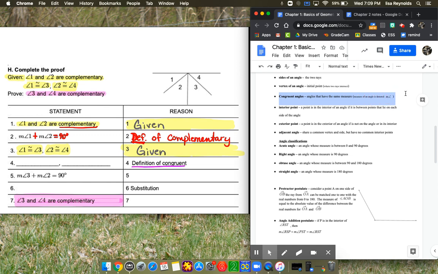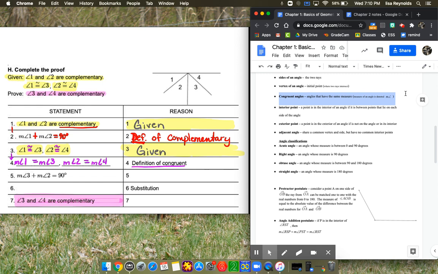So the definition of congruent angles says that the angles have the same measure, and I have to use the letter M in front of the angle name when I write this. So notice that we have congruent, so we are going to write equals. We're going to change those congruent statements from line 3 into equal statements with line 4. So it's going to be the measure of angle 1 equals the measure of angle 3, and the measure of angle 2 equals the measure of angle 4.